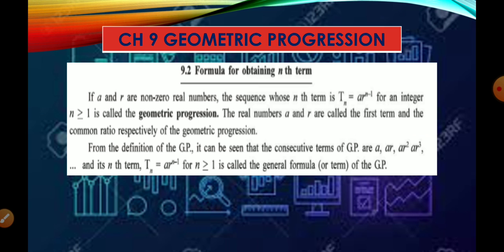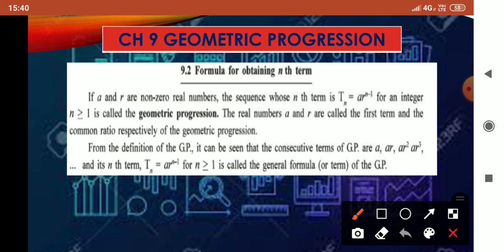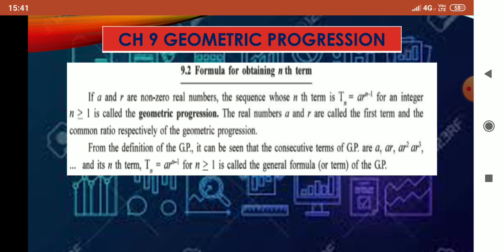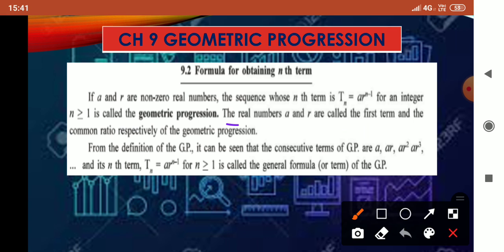First of all, we will learn what is geometric progression. So here, if a and r are non-zero real numbers, and if tn equals ar raised to n minus 1. This is the formula you have to learn. Tn equals ar raised to n minus 1 for an integer n, where n is always greater than or equal to 1. This is called geometric progression. Here the real numbers a and r are called: a is the first term and r is the common ratio.